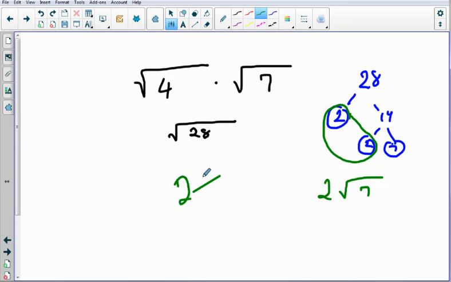The way you can check that is 2 square roots of 7. I know that the square root of 4 is 2, and that's 7. So it is 2 square roots of 7.